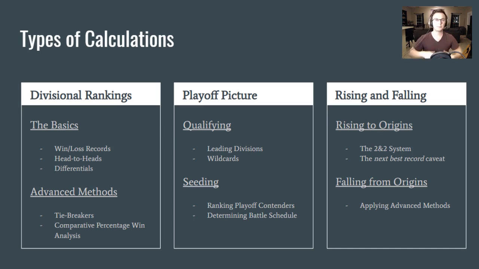And finally, probably the most contentious topic in this video, and the thing that is most subject to change in the future, but I'm kind of hoping doesn't, is rising to Origins and falling from Origins. The rise and fall. As many of you know, the PCL consists of 2 leagues, a majors league called Origins and a minors league called Generations. And each season, between seasons, 4 teams fall from Origins and 4 teams rise from Generations. So how are those teams determined?